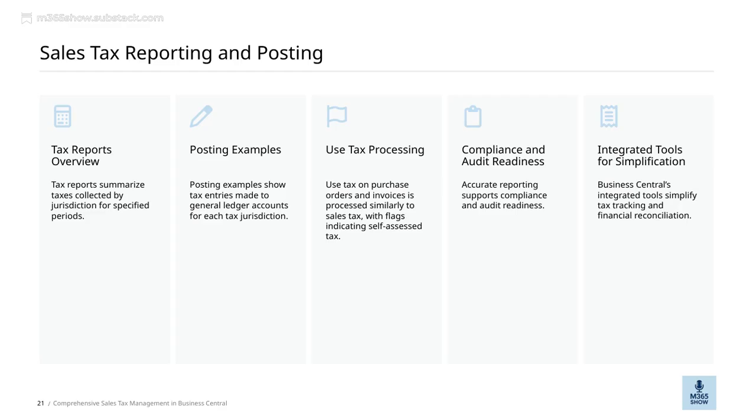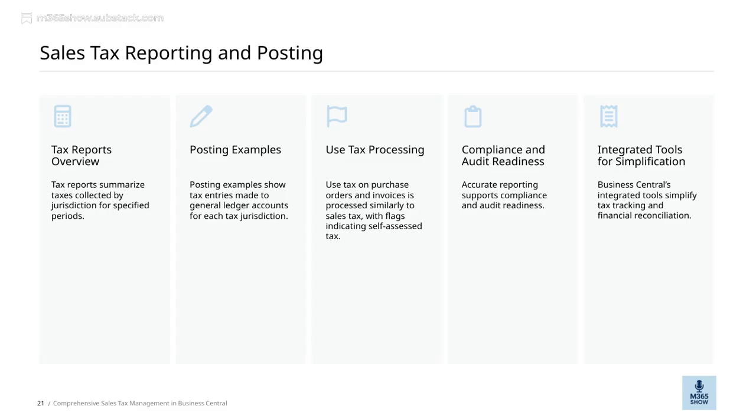These tools help streamline tax tracking and financial reconciliation, so you can be confident that your records are accurate and up to date. Consistent and precise reporting is key to maintaining compliance and being prepared for audits, and Business Central supports that goal with its comprehensive features. For example, when it comes to use tax on purchase orders and invoices, the system processes these similarly to sales tax, with clear flags indicating self-assessed tax. This consistency helps reduce errors and makes tracking easier.